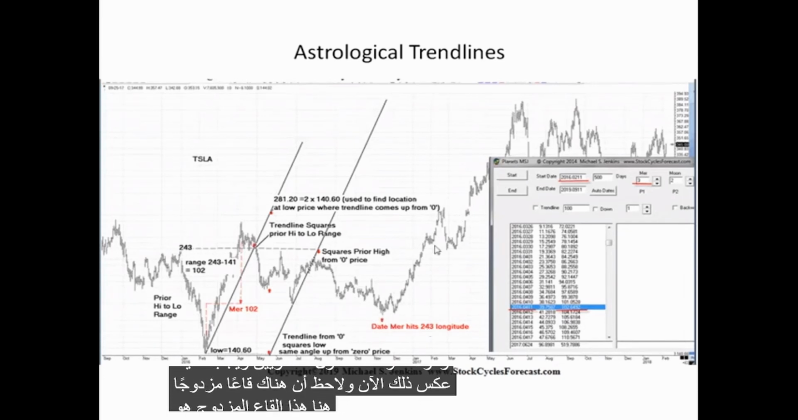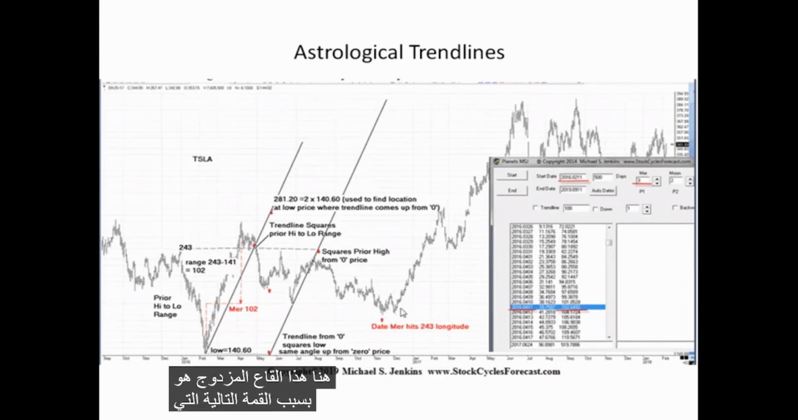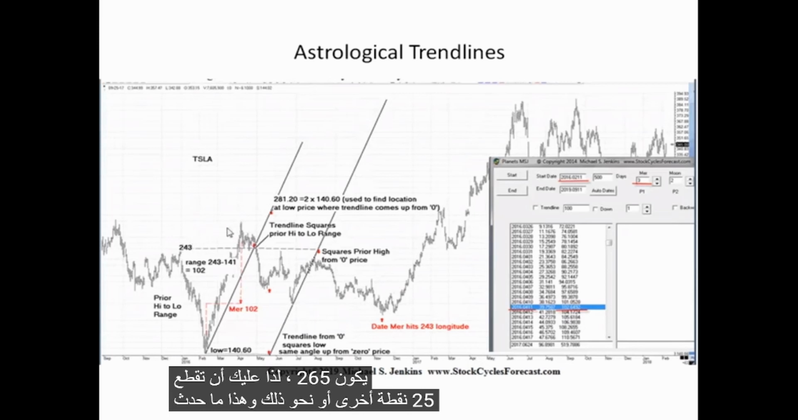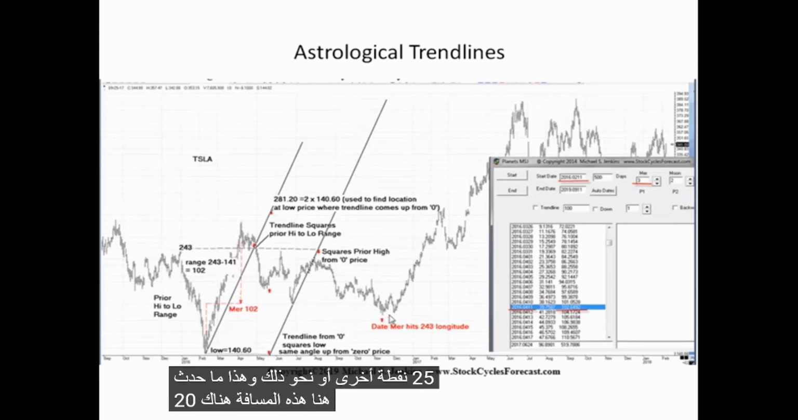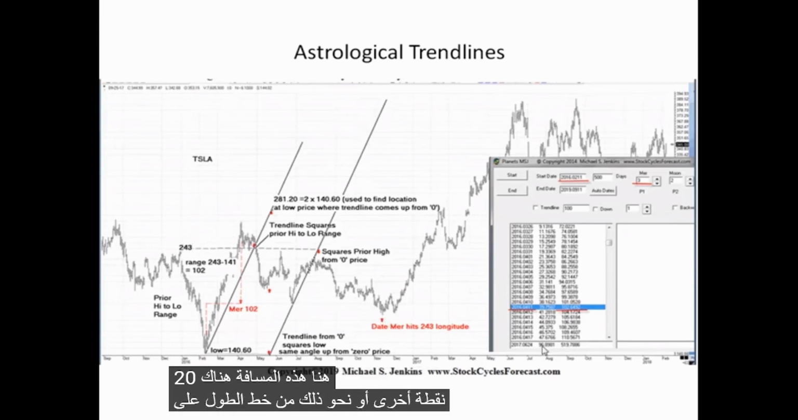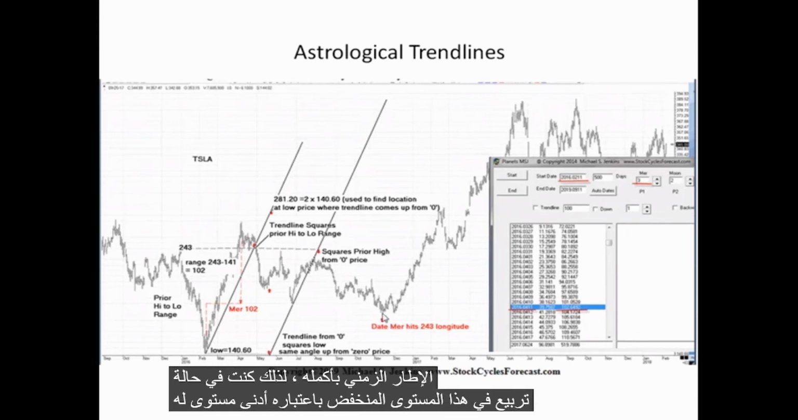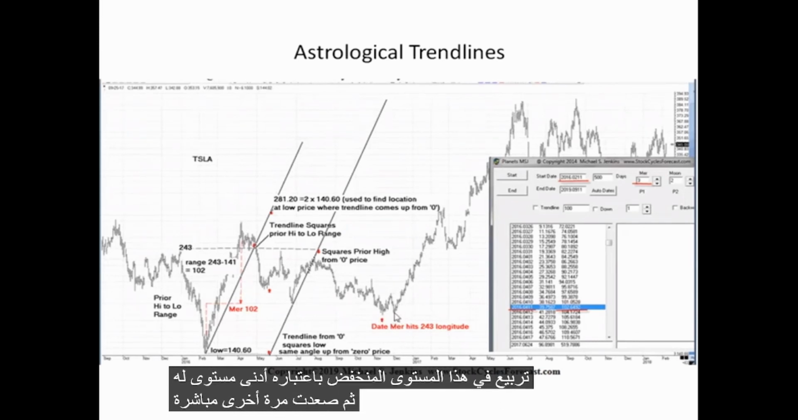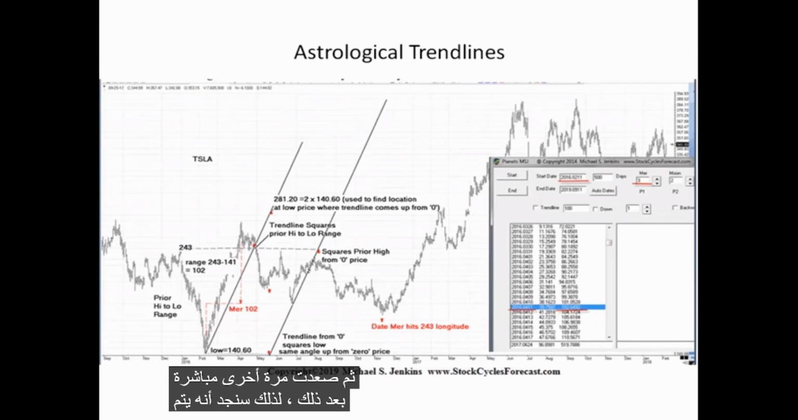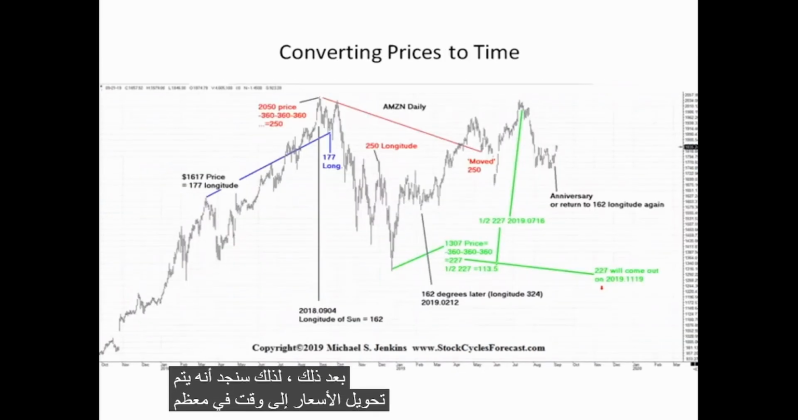Now note there's a double bottom here. This double bottom is because of this next top that needed to be squared out. This next top, I don't see the price on here, maybe it's 265. So you'd have to go another 25 points or so, and that's what happened here. This distance to there is another 20 or so points of longitude on Mercury, and this was the extreme high in this whole time frame. So that extreme high was squared out on this low as the extreme low, and then you went straight up again right after that.